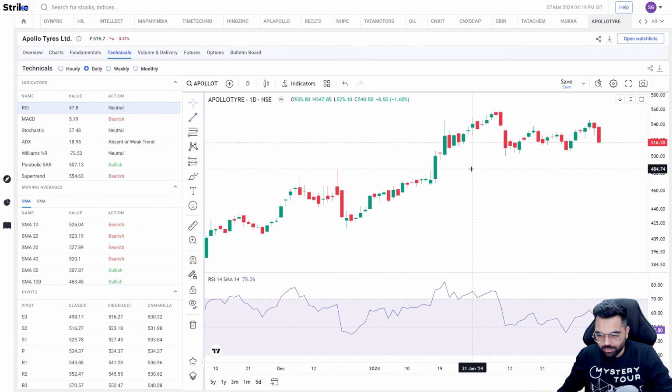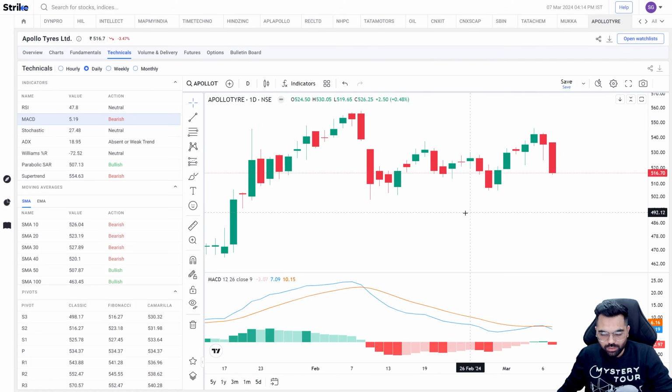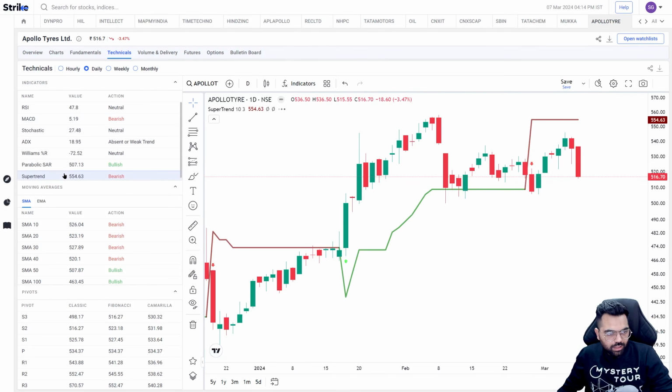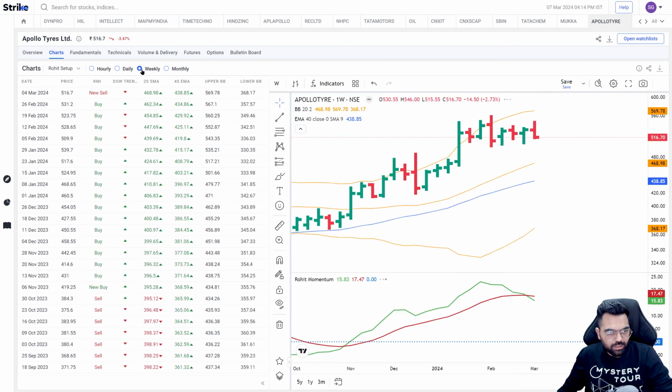RSI is neutral, neither overbought nor oversold. Supertrend and MACD both are bearish. MACD has also given a bearish crossover after a long-standing consolidating move. Supertrend had already reversed. Now I'm going to the main screen, that is the Rohit setup, on the weekly time frame.